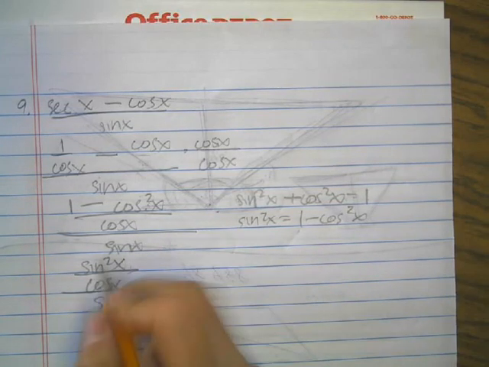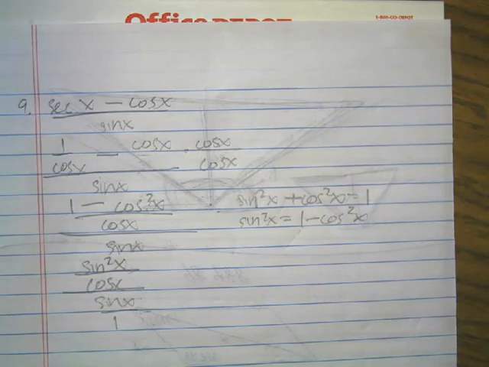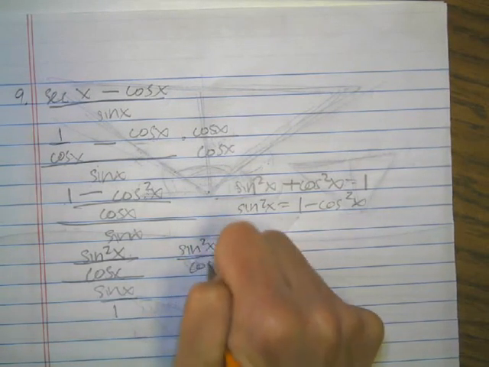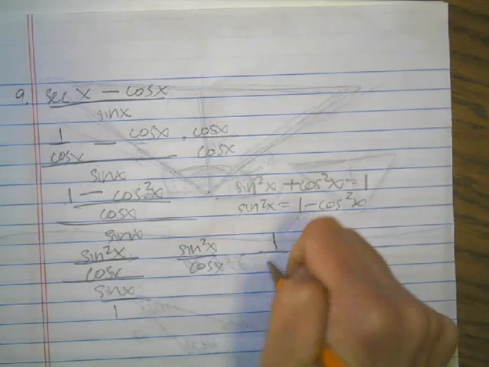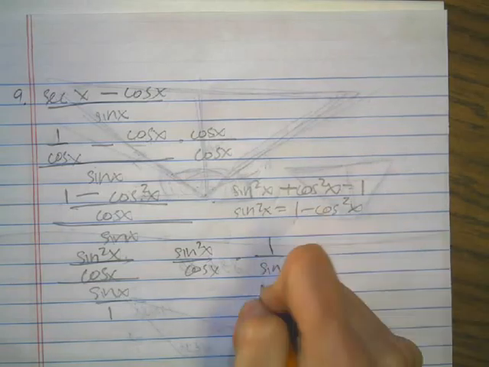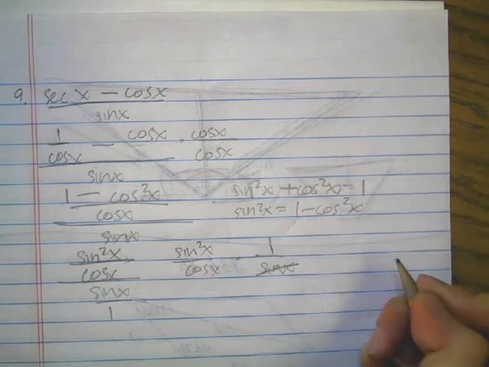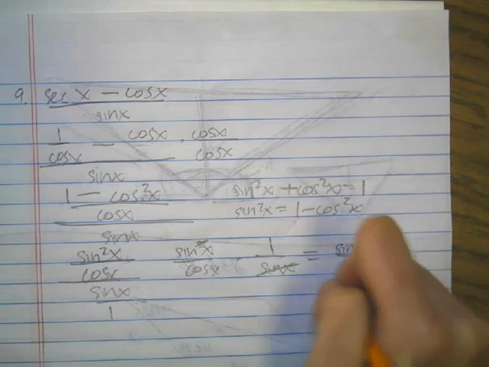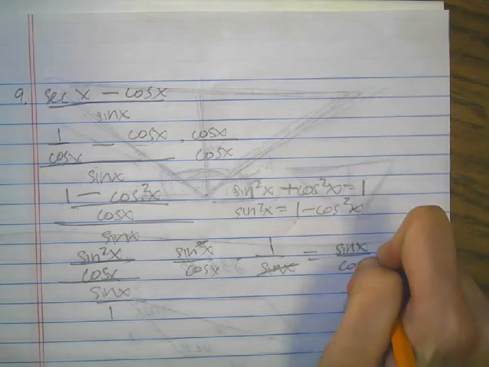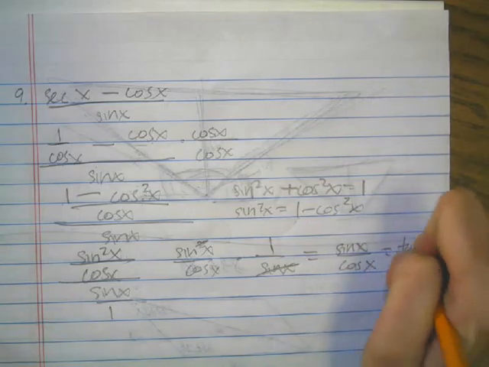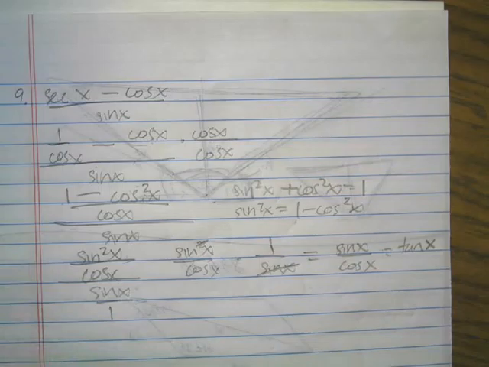And then this is like a fraction over fraction. So what you do is you multiply by the reciprocal of the bottom. So multiply by 1 over sine x. And I get one of these cancels out on the bottom and one of them cancels out on the top. And I get sine x over cosine x. And that equals tangent of x. So this is simplifying, so just getting it down to a smaller answer.